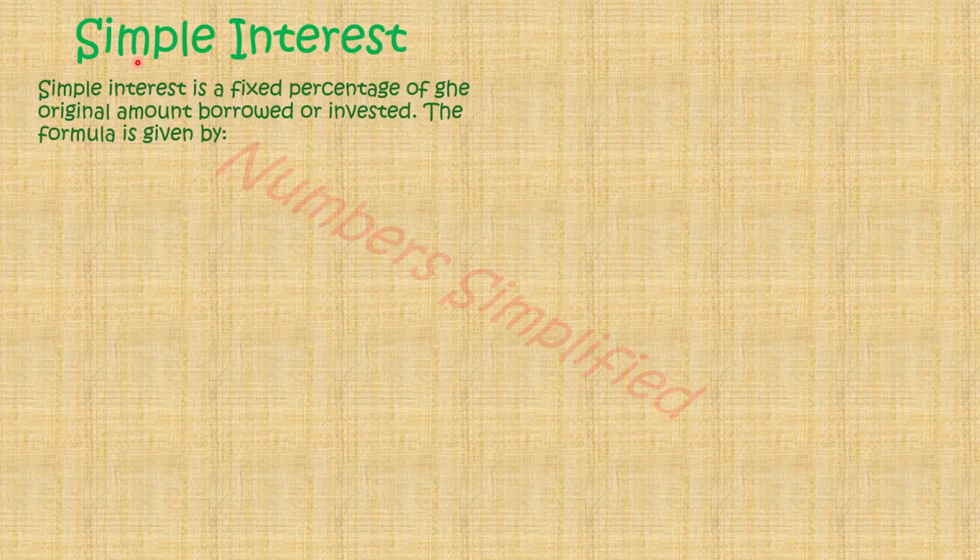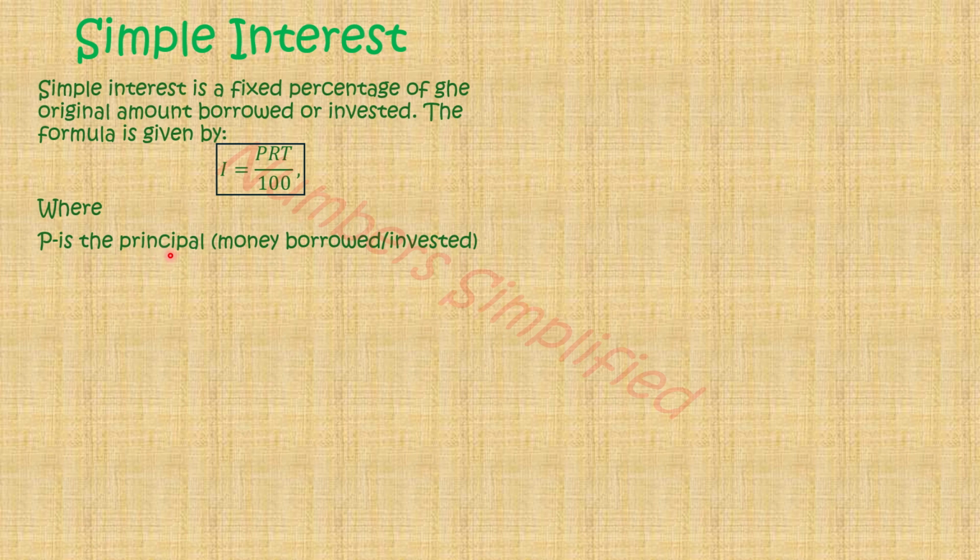Now, simple interest is a fixed percentage of the original amount borrowed or invested. The formula is given by I equals PRT over 100, where P is the principal, or the original money that is borrowed or invested. R is the interest rate per year. And of course, it can be given per month or per day, but usually we find it per year. Then T is the time in years as well.